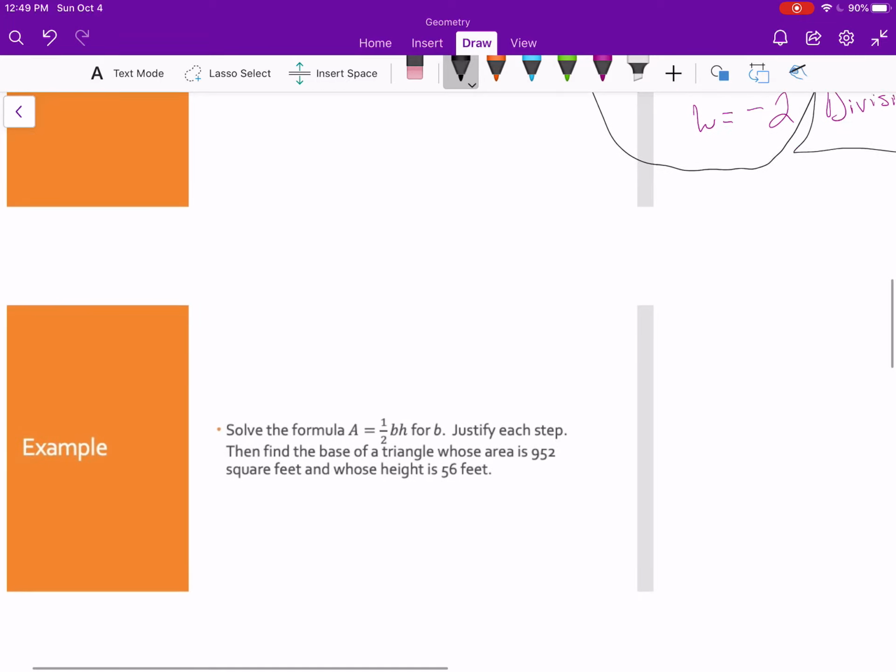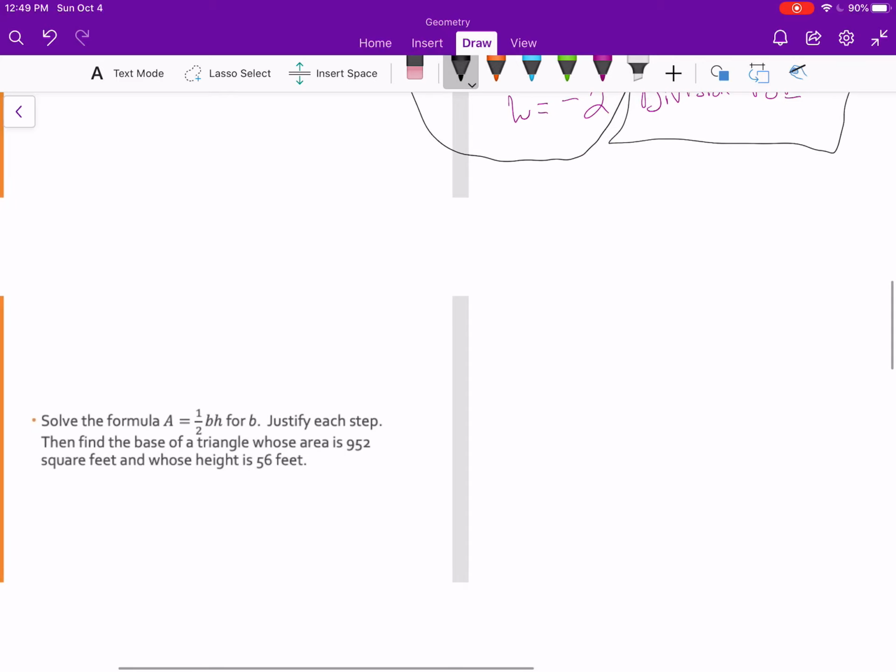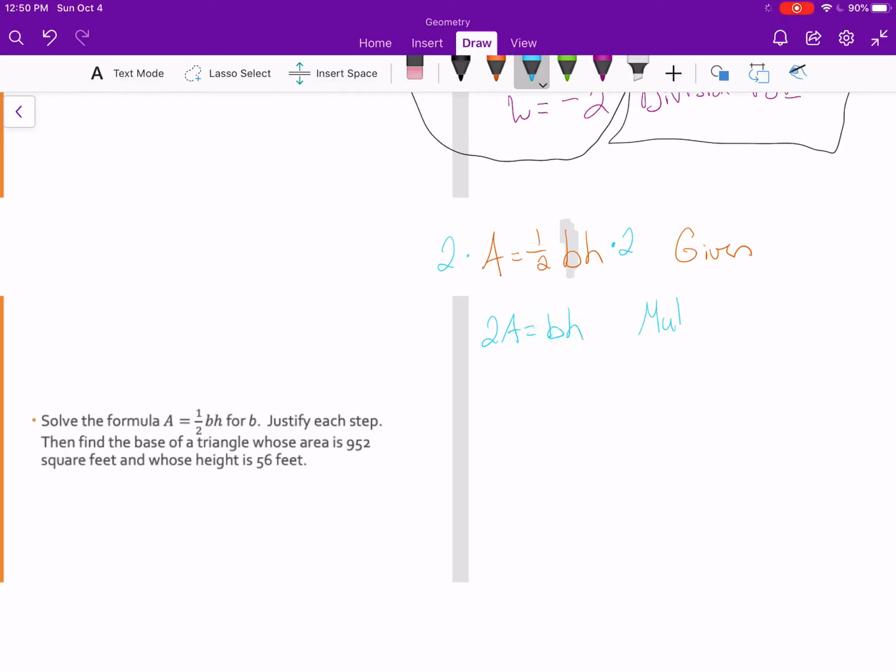So let's do another example and solve the formula A equals 1/2 base times height for B and justify each step. So A equals 1/2 BH, and that's given. Solving for B, so just like in Algebra 1, I kind of want to highlight or circle what I'm looking for. I'm going to multiply both sides by 2 to get rid of that 1/2. So 2A equals BH. That's by the multiplication property of equality.